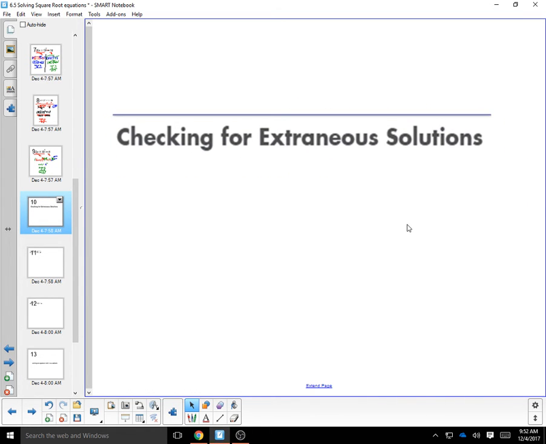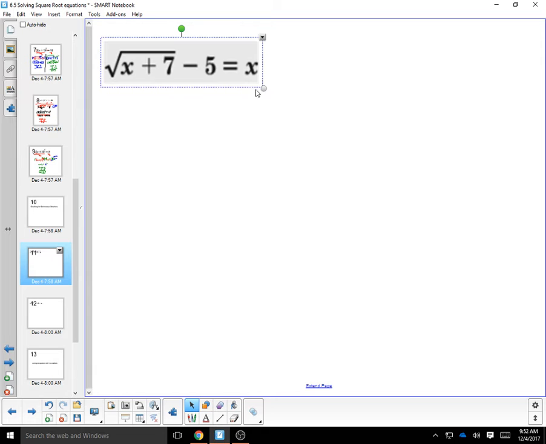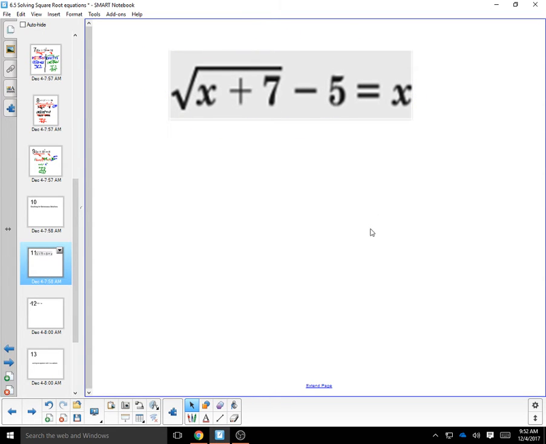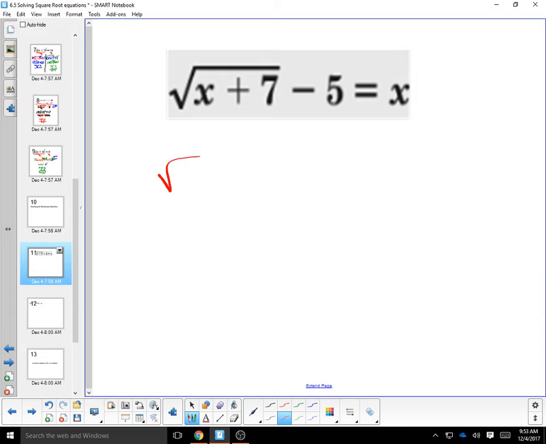Extraneous solutions. What does that even mean? It's extra, a little extra. Sometimes you're going to get a solution that doesn't work. All that's saying really is when you get to the end, check it, because maybe it doesn't work. So here's a good example. Let me walk you through that. I want to get that radical by itself. So I'm going to have radical x plus 7 is equal to x plus 5.